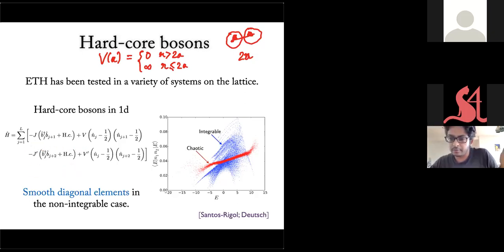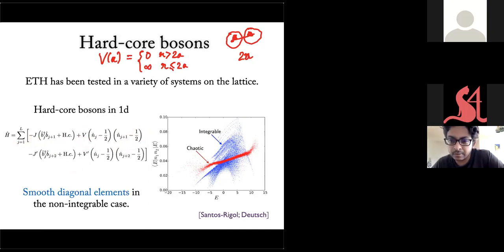So you have a Bose gas. If we take the Hamiltonian and say that it is just an integrable system, then J prime and V prime are 0. If we also take the potential V in the first line to be infinite, then it also becomes a solvable system. I mean, it's integrable. For any value of J and V, it is a solvable system.